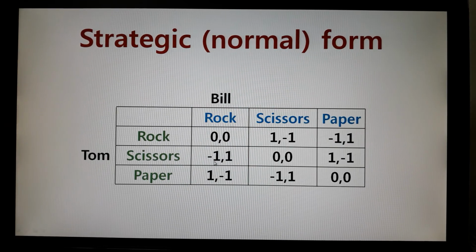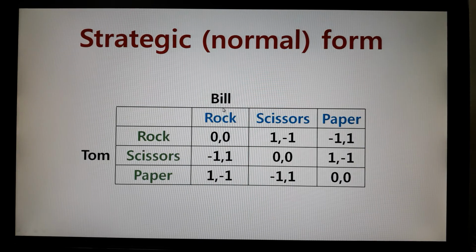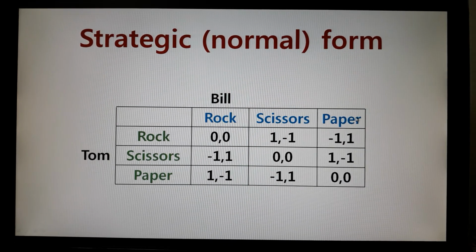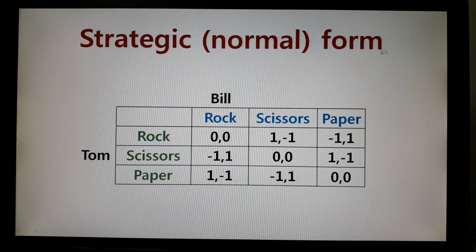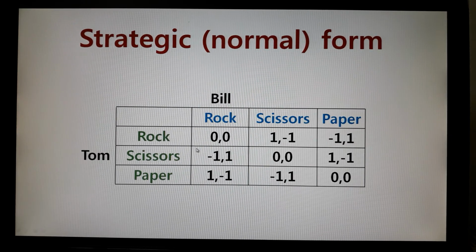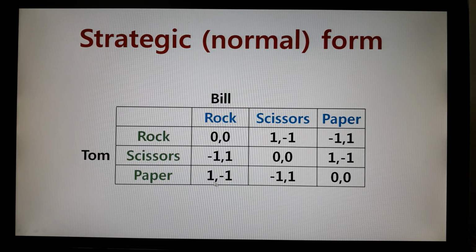Because the higher the number, the happier the player is. So Bill and Tom are the players. Rock, scissors, paper are the strategies of each player. And these nine pairs of numbers are the payoffs. So this strategic form has the three elements of the game: player, Tom and Bill; strategy, rock, scissors, paper for each player; and payoffs, 0, 0, -1, 1, 1, -1.